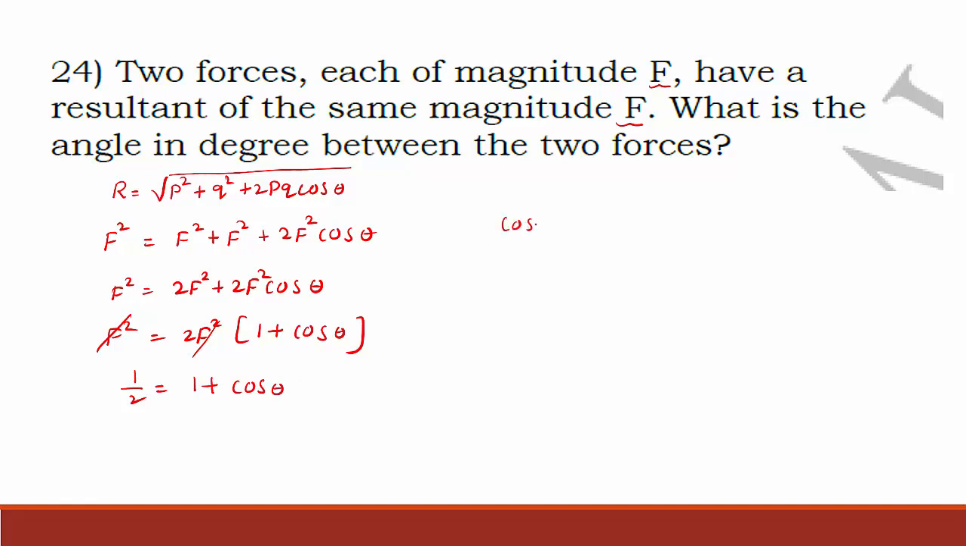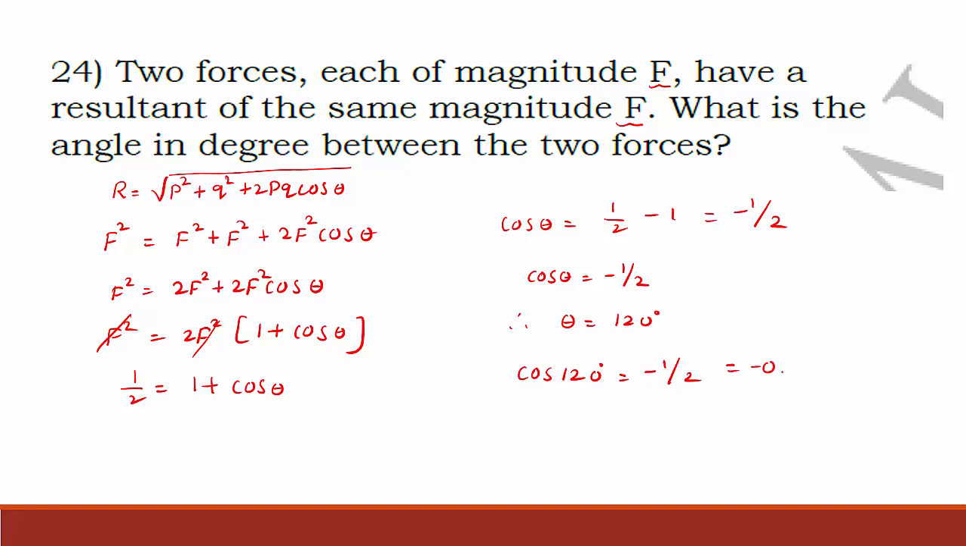Therefore cos theta is equal to 1 by 2 minus 1, that gives minus 1 by 2. So cos theta is equal to minus 1 by 2. Therefore theta equals how much? 120 degrees. So cos 120 is equal to minus 1 by 2, which is equal to minus 0.5. So 120 degrees is the angle between the two forces.